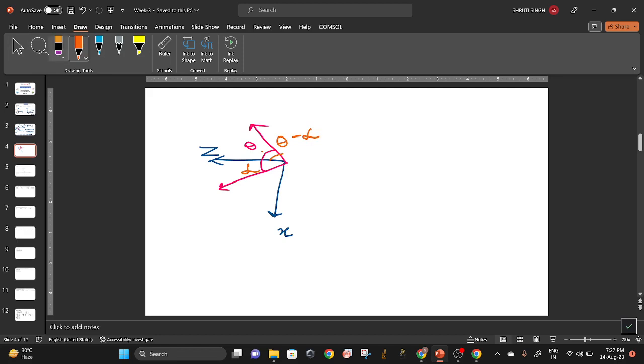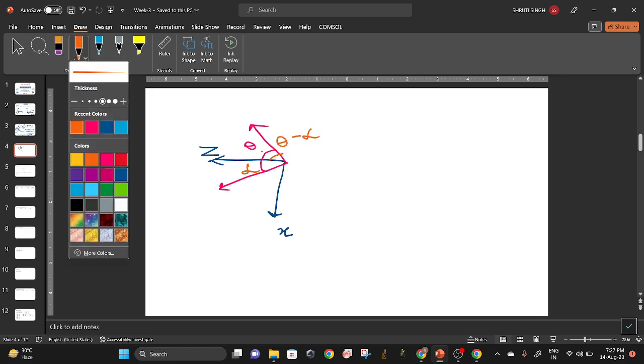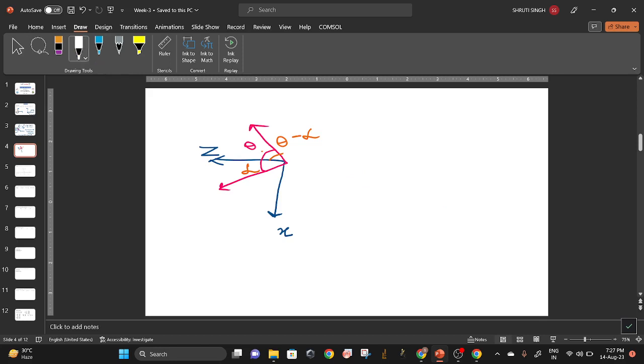Here the sign has changed, ma'am. The sign has changed because we are measuring the angle in the anti-clockwise direction from the x-axis. If we are measuring the angle from the z-axis, then let me write this as minus alpha. You want me to measure the angle with respect to the z-axis, right? If I write this as minus alpha, then this will be theta plus alpha.